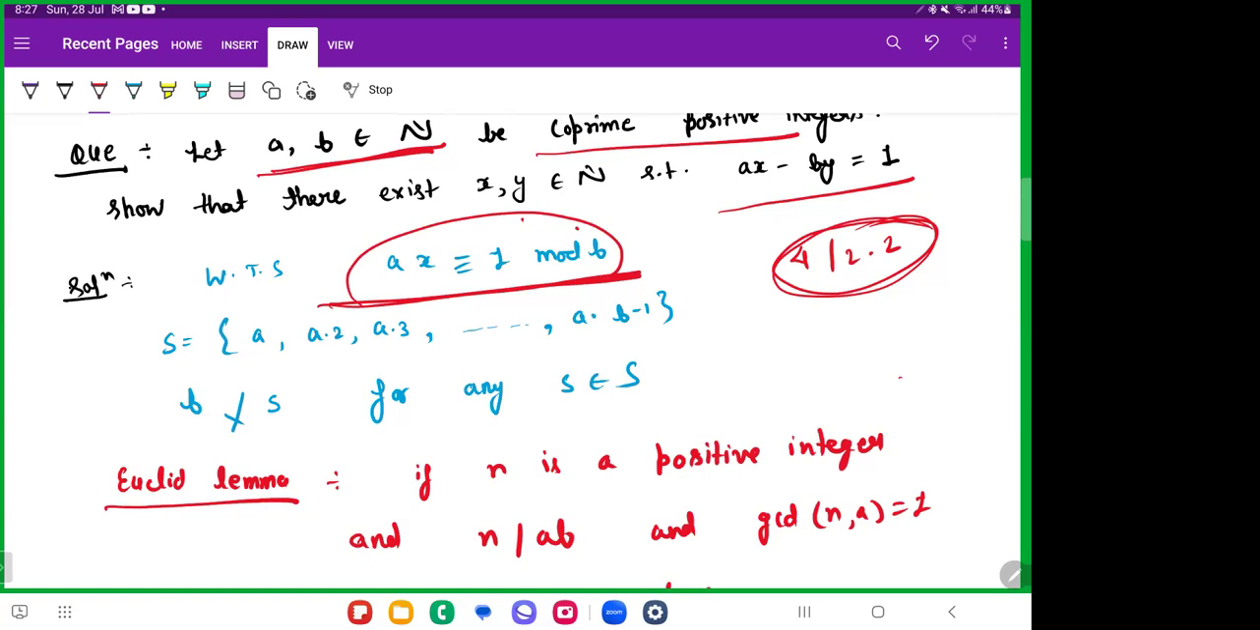So I am constructing a set which is basically a dot 2, a dot 3 up to a dot b minus 1. Now is this clear to you or not, that b does not divide s for any s belonging to S? This is clear, right? Yes, sir. This is just Euclid's lemma. So that means if b does not divide s, then the remainder cannot be 0. Then what are the possible choices for remainder? 1, 2, 3 up to b minus 1, right? Yes, sir. Now if I get remainder 1 for one number, then I am done, because then ax is congruent to 1 mod b. We are done, right?